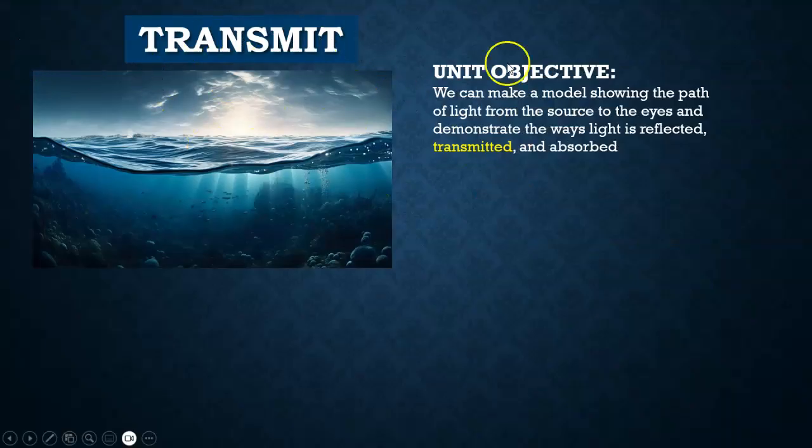Here we go. We are working on transmit. The whole unit objective is we can make a model showing the path of light from the source to the eyes and demonstrate the ways light is reflected, transmitted, and absorbed. So lesson 3, this lesson is about transmit. Fill that into your notes.